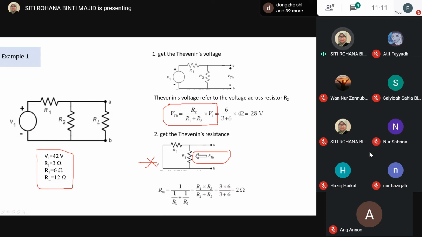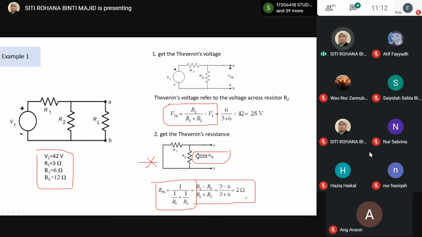Trying to solve the circuit using the approach from the source is wrong. You should refer to this direction, which is between A and B. So for RTH, I think you know better than me whether it's series or not. And then you can calculate the resistance from this part of the diagram as 2 ohm.